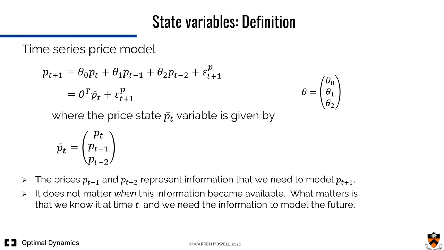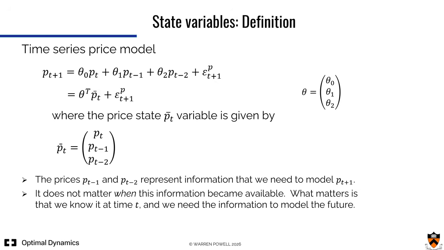It does include p_{t-1} and p_{t-2} because I do need it. Now, Putterman would say that this is non-Markovian. He thinks the state is p_t. And that's just indefensible because what he's doing is making a distinction between information that just arrived versus information that arrived one time period ago or two time periods ago. Nobody cares when the information arrived. They just care what I know.